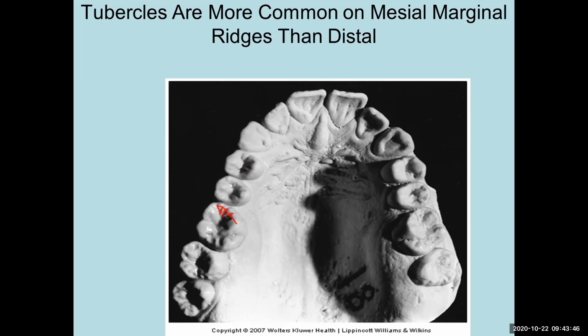Now, I'm going to show you this first premolar versus second premolar. The first premolar, this is that marginal ridge, that first premolar has a marginal groove going over the mesial marginal ridge. And that's what that's showing right here, that second premolar doesn't have.